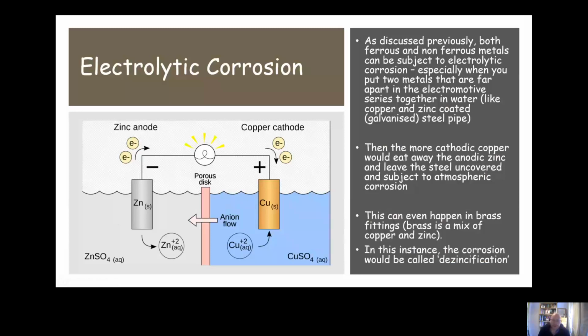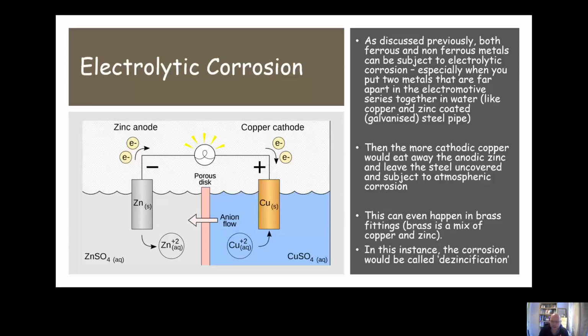And finally, we've talked about this previously as well, electrolytic corrosion. Both ferrous and non-ferrous metals can be subject to electrolytic corrosion, particularly if you put two metals together that are far apart in the electromotive series. For example, copper and zinc, or copper and steel or iron. In both those cases, they're quite far apart in the electromotive series, so therefore the more cathodic copper would eat away at the more anodic zinc initially, and iron as well, if the two of them are in close proximity.